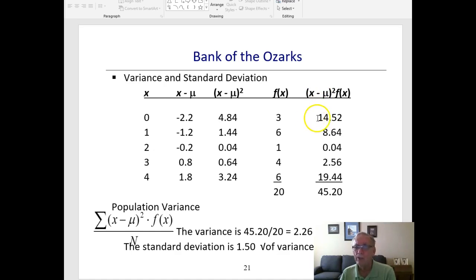We go through the math to say, okay, 4 times 4.84 times 3 is 1452. Add all these numbers together, you get 4520. 4520 divided by the f of x, which is 20, gives us 2.26. And as you recall, standard deviation, we take the variance, find the square root of that, and the square root of 2.26 is 1.5.